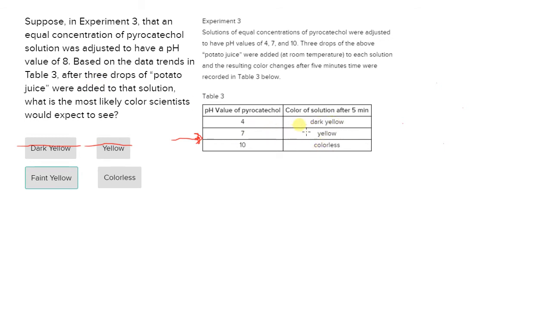Because if we see just from 4 to 7, which was 3 values of pH, we saw that it went from dark yellow to yellow, it didn't go from dark yellow to colorlessness, so it wasn't like an extreme change, it was a sort of subtle change. And so what we can assume is that it's going to go to a faint yellow, because if you see here as it's adjusting color, at 8 it's going to be close to yellow, but it's going to be a little bit lighter than the yellow before it, so we're going to go with faint yellow. That is our answer.